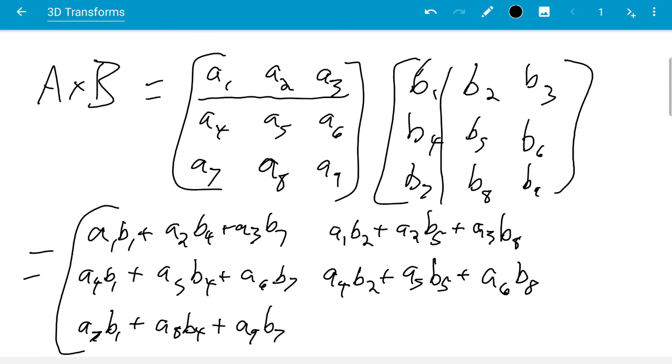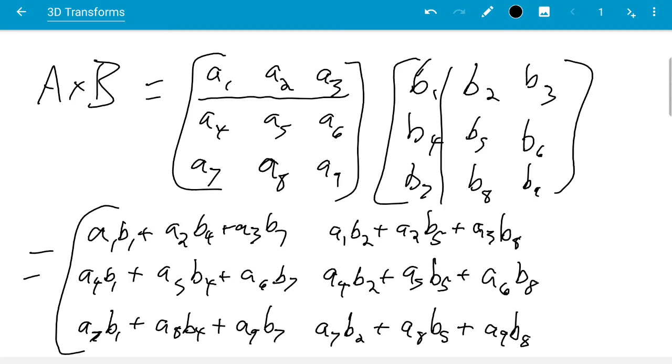And then down one more row, sticking with the same middle vector here, middle column. So A7, B2, A8, B5, A9, B8. Great. So let me make sure everything lines up. 1, 2, 3, 4, 5, 6, 7, 8, 9. Yep, just double checking. Looks all good so far.